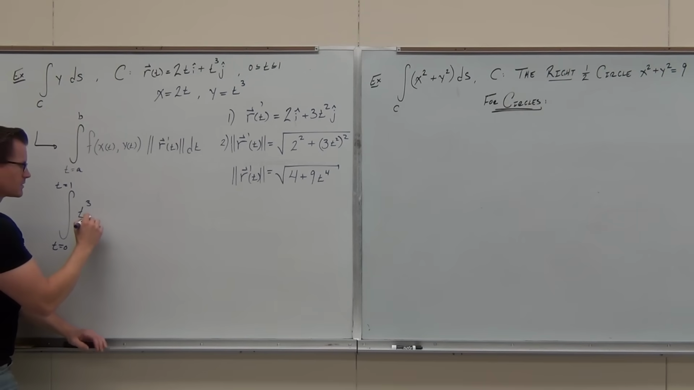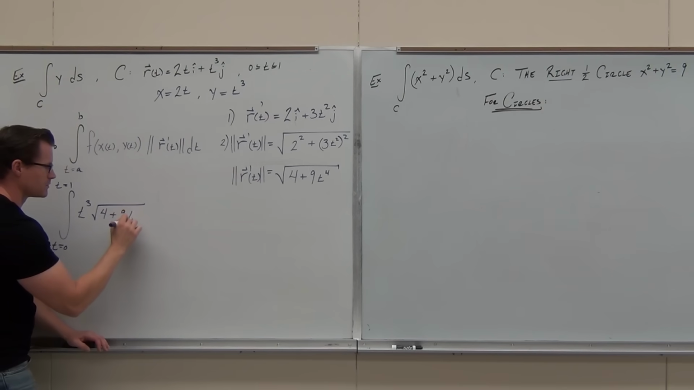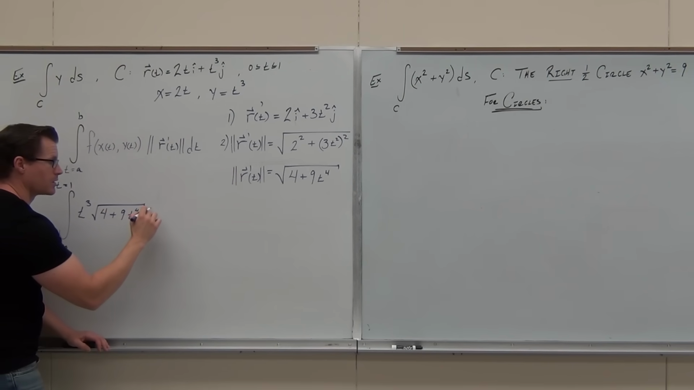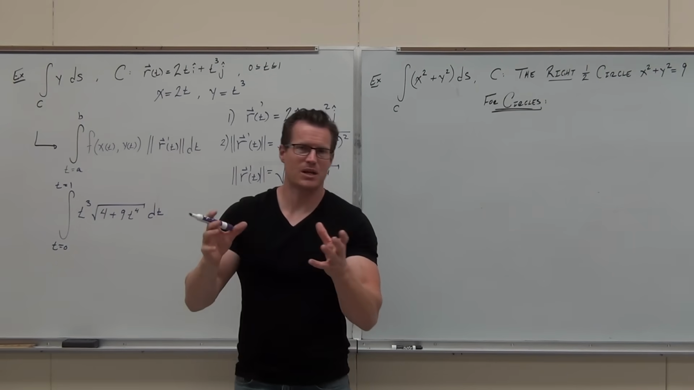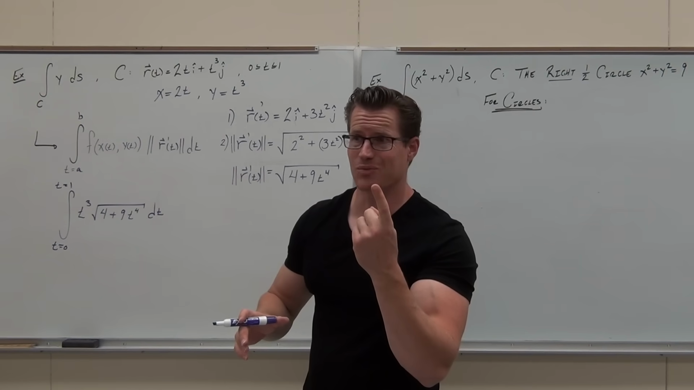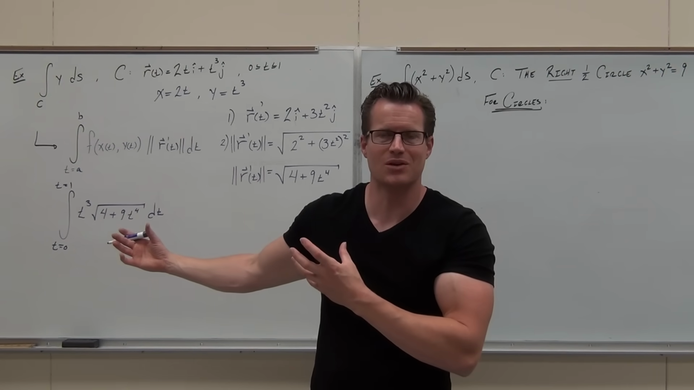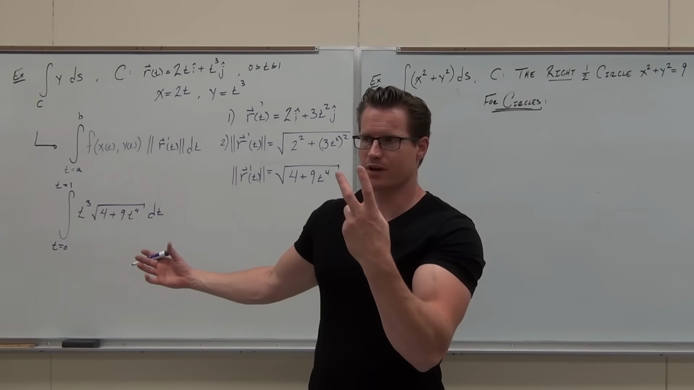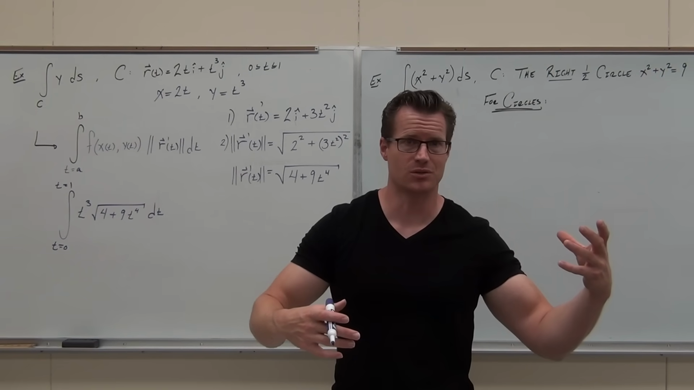So what's the next thing? Square root of 4 plus 9t to the fourth. Yeah, perfect. One more thing: dt. How many integrals do you have? One. It's all got to be one variable. That's why we had to switch it, because if we have x's and y's, you can't do a single integral with two variables. It doesn't work. That's why it necessitated the reparameterization into t.